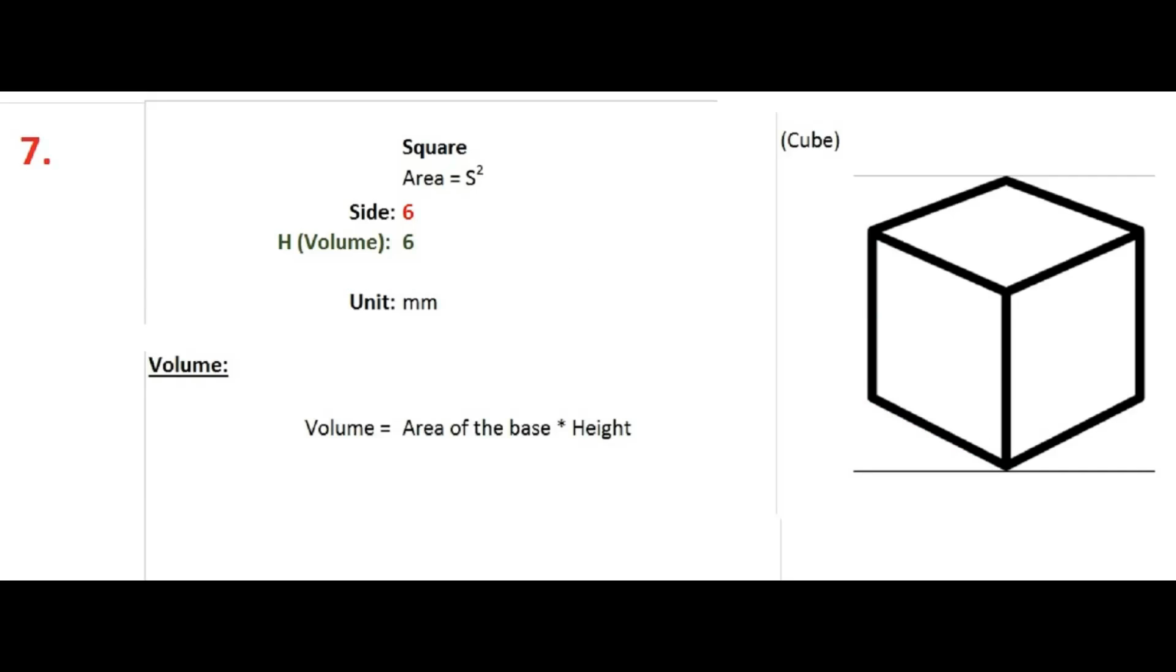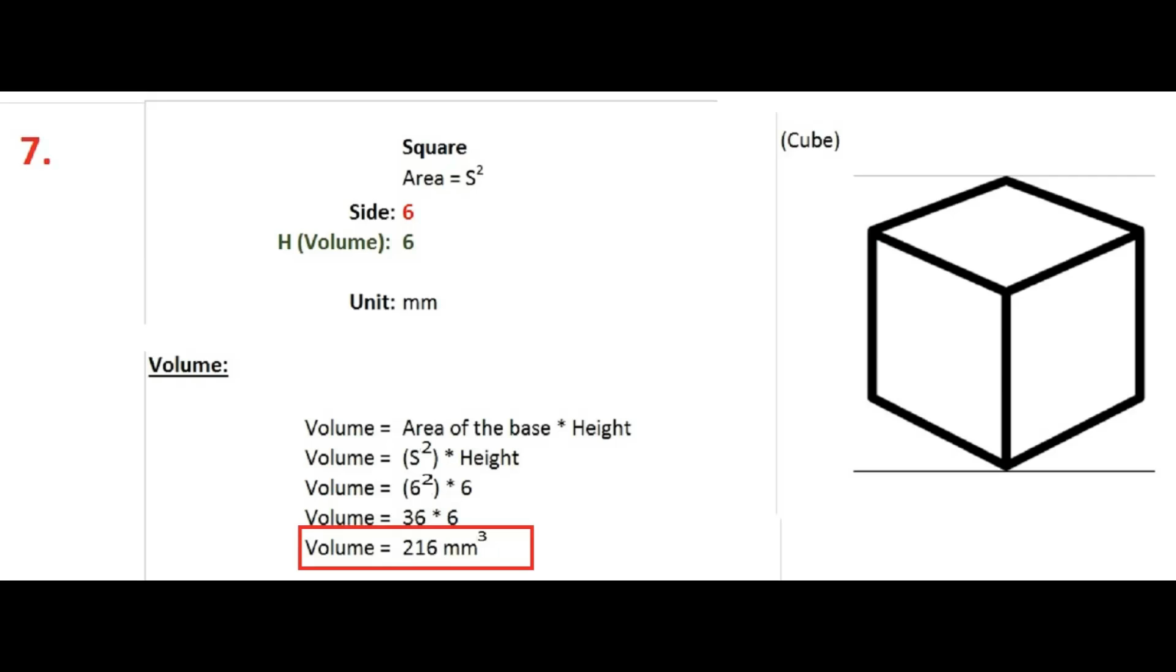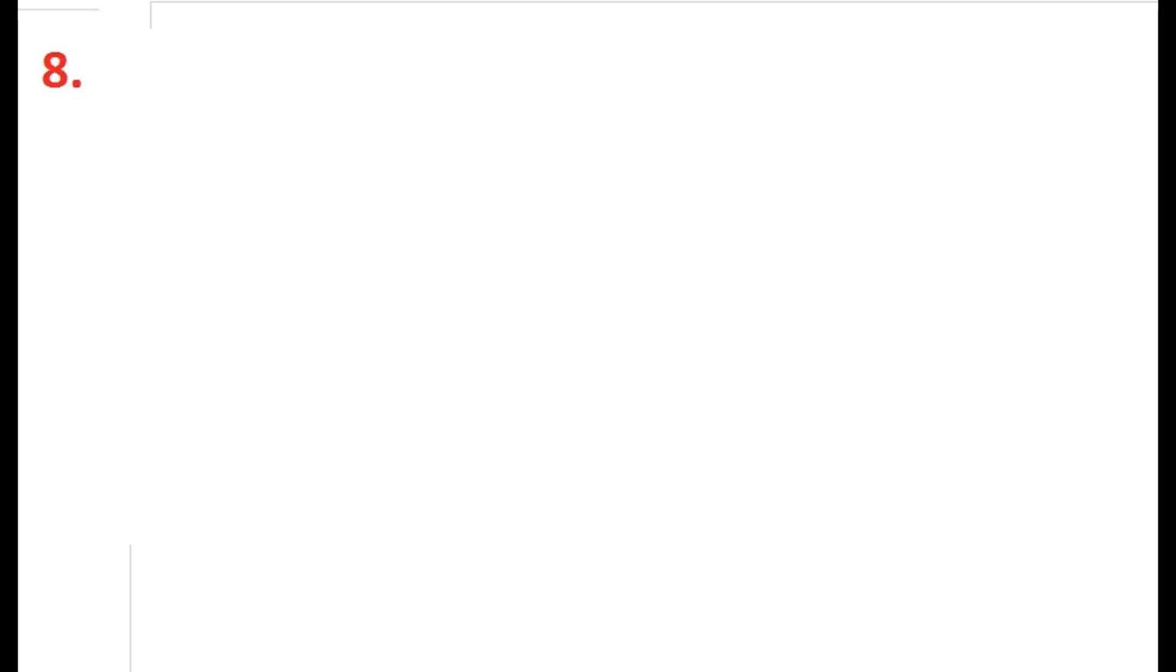And let's go ahead and fill this in. Our volume is the area of the base times the height. We have our volume being side squared times height. 6 squared times 6, 36 times 6, 216 millimeters cubed. That's our final volume for our cube. And moving on, number 8.